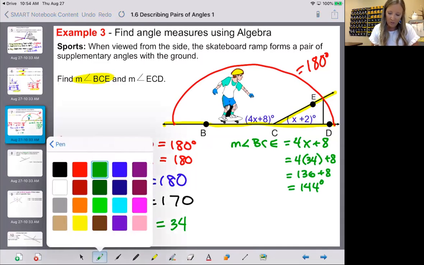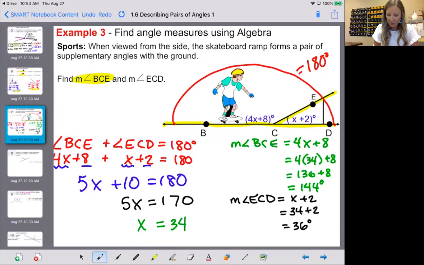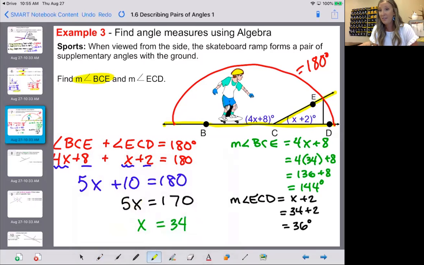All right, and we need to do that for the other angle. So we also need to find the measure of angle ECD, which they told us was x plus 2. This one's easier, huh? So we substitute in our 34, and we get 36 degrees. Now, notice I didn't use the first angle, the 144, to find the 36.